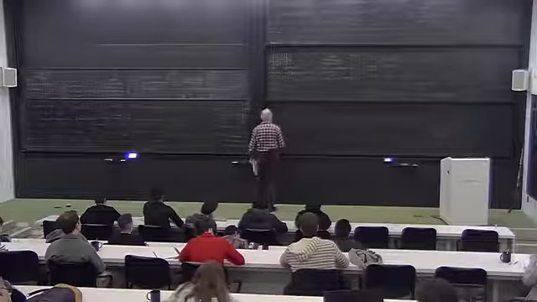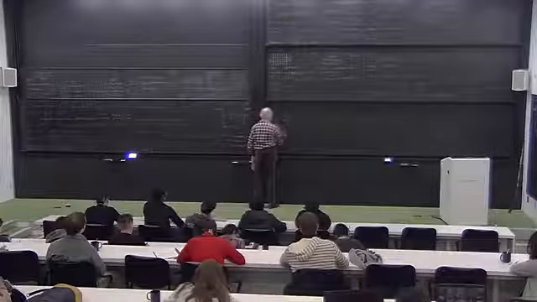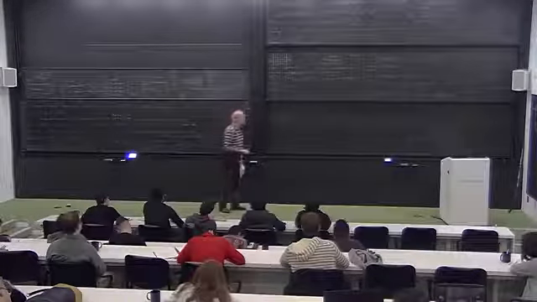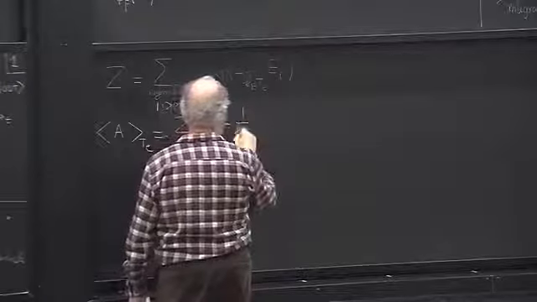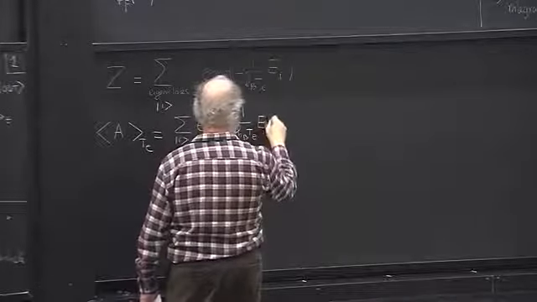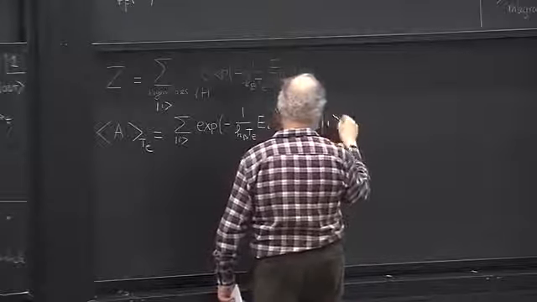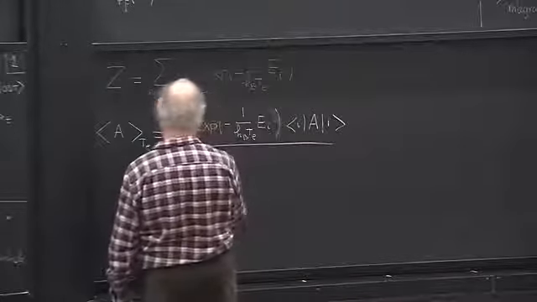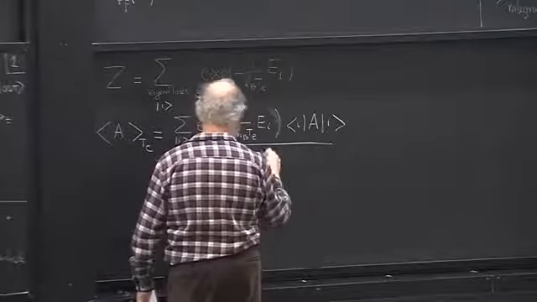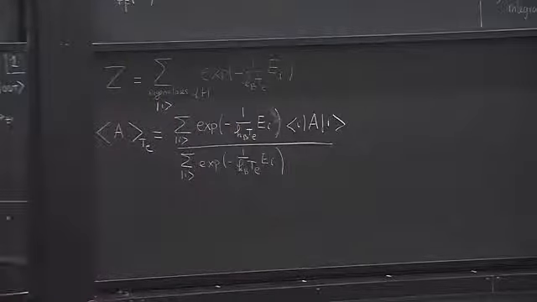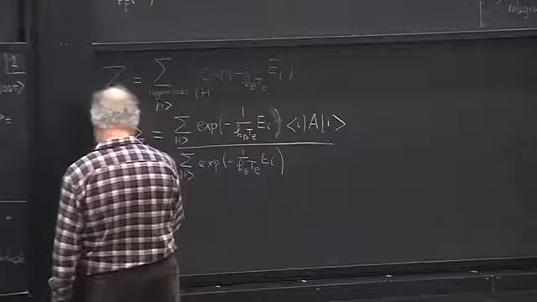And similarly, if we are interested in the expectation value in a thermal state of some observable A, what you have to compute is the sum over the eigenstates i with the Boltzmann weight exponential of minus 1 over kB T times E_i, times the matrix element i, A, i, and this is normalized by Z, the sum over i of the exponential of minus 1 over kB times the temperature times the energy of the eigenstate. Okay?